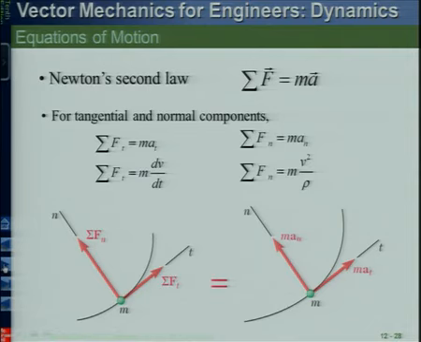As I said, even if the body is moving in a circular path, instead of using cylindrical coordinates, you may prefer these, because this is a very simple way of looking at this. When something is moving on a path, the tangential component of acceleration is nothing but the rate of change of speed. The normal component is v square upon rho.